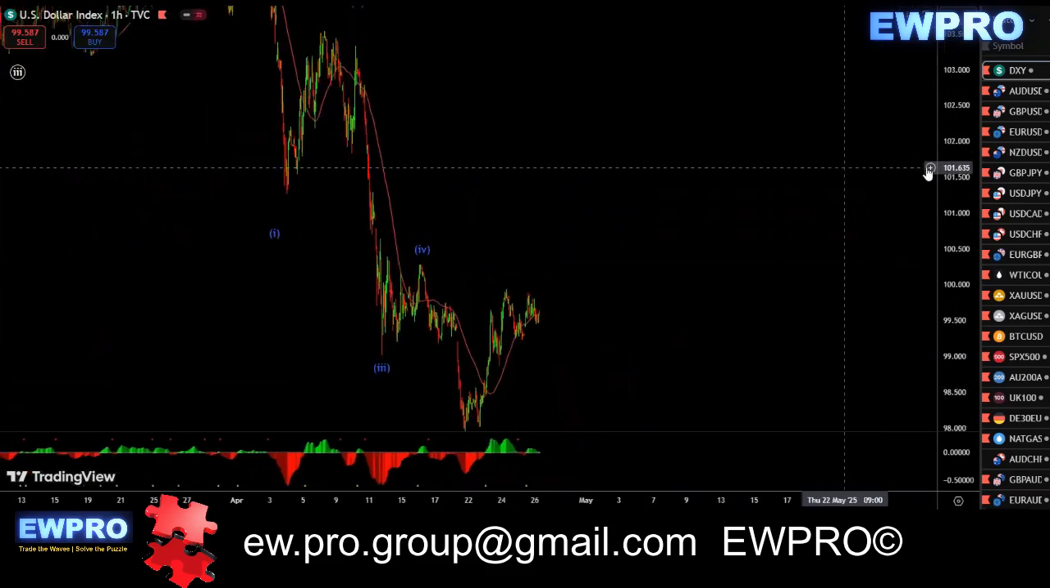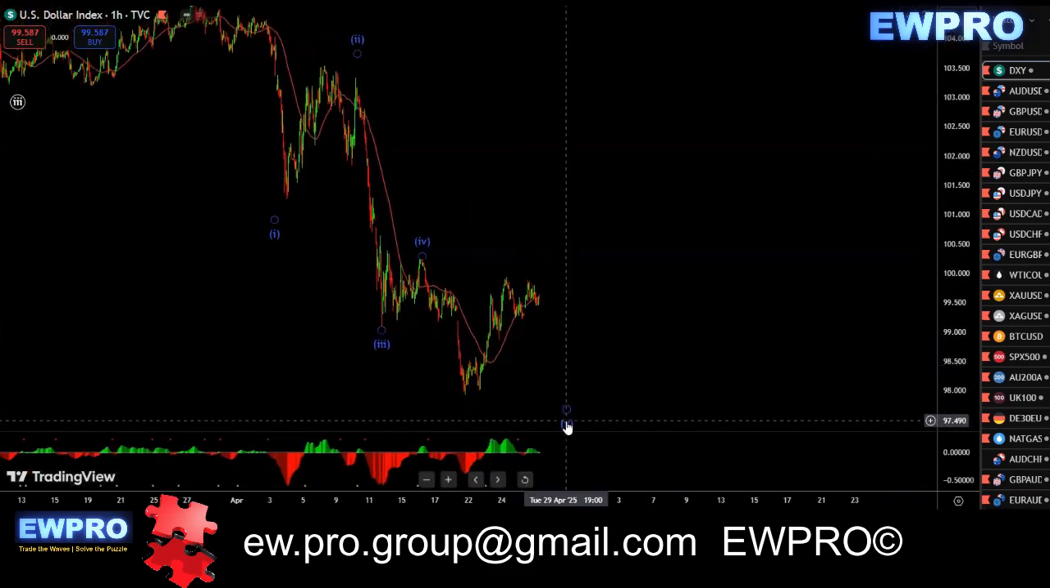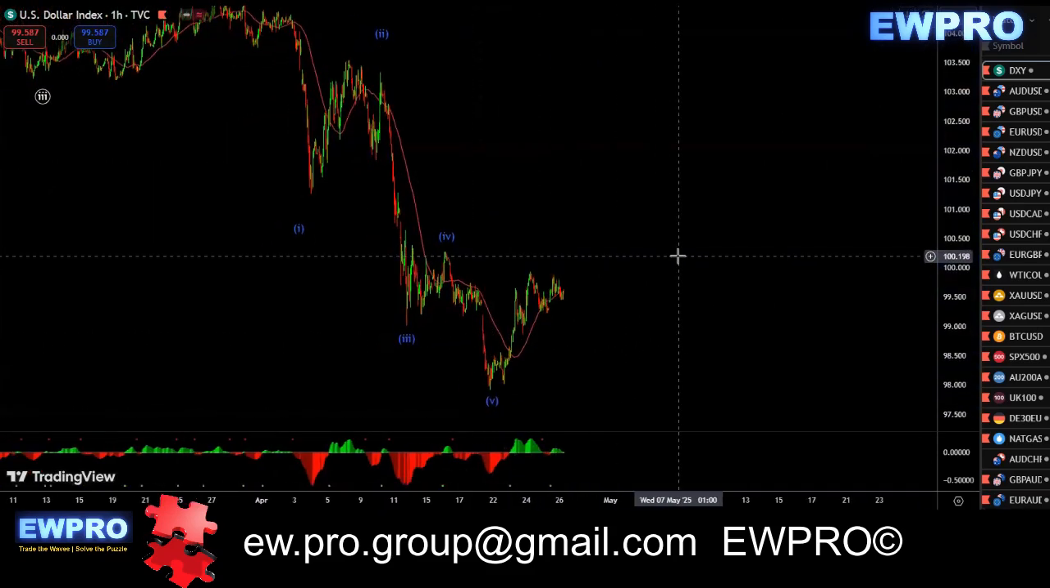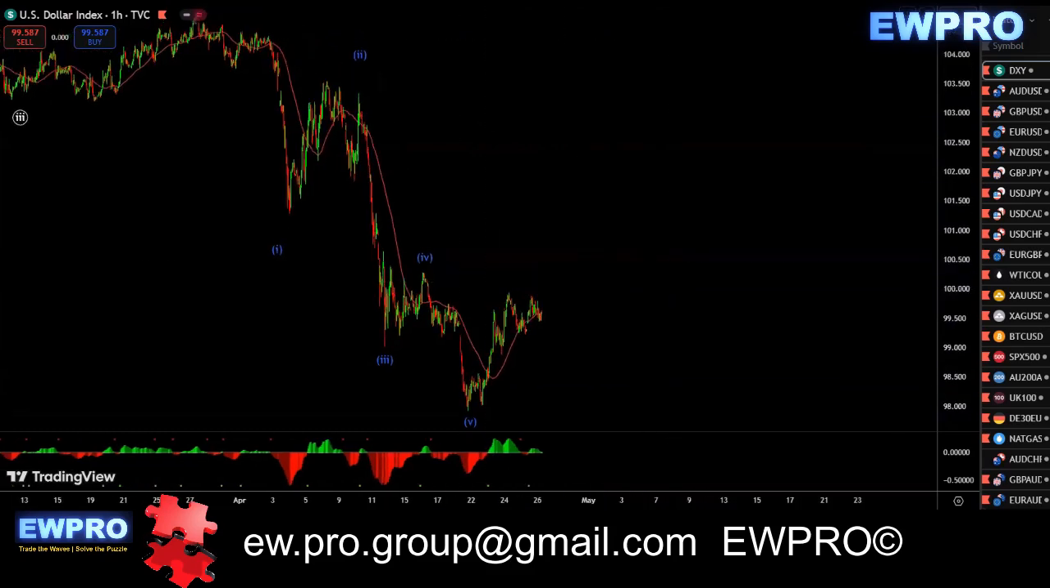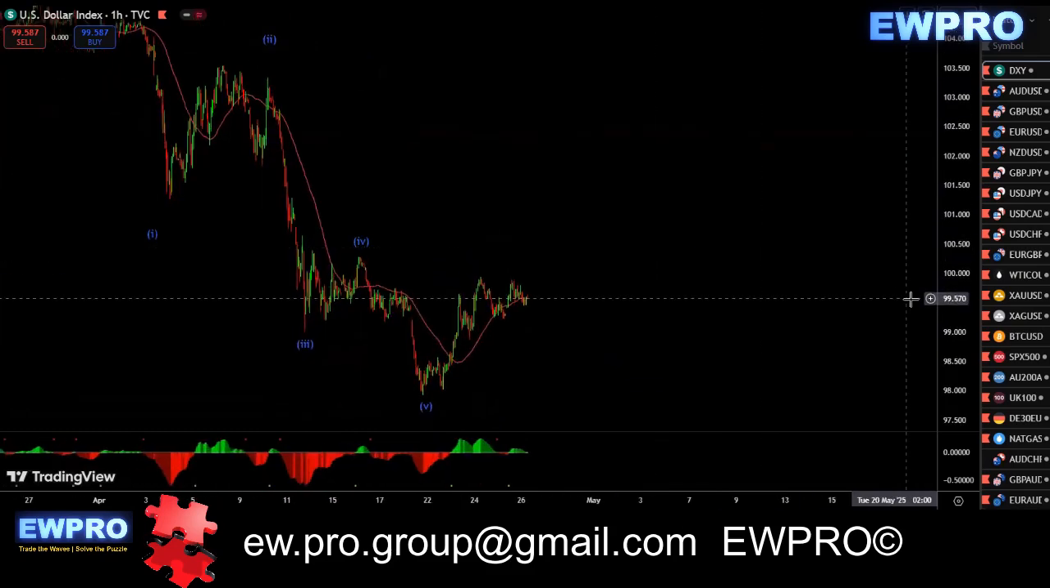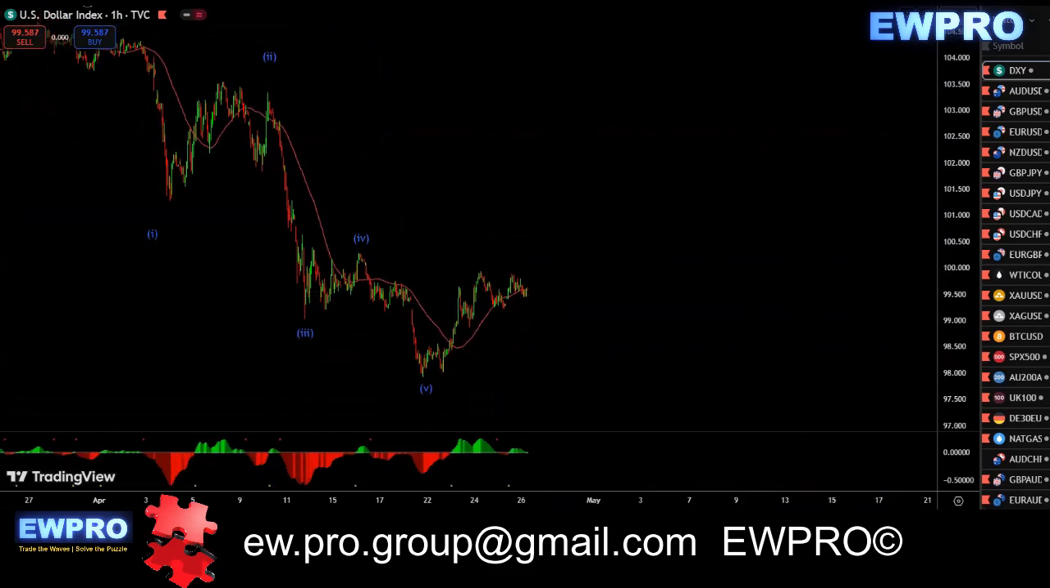H1, we got the 5 down as well. It looks like we're starting a correction in here. We got a nice impulse up. So, I mean, there's a couple of different scenarios in here. If I just zoom in a little bit, on the lower time frame, we sort of got like 1, 2, 3, 4, 5 in here. And we got an A.